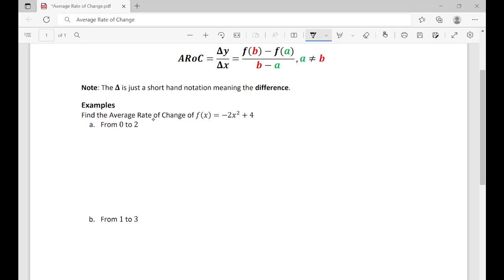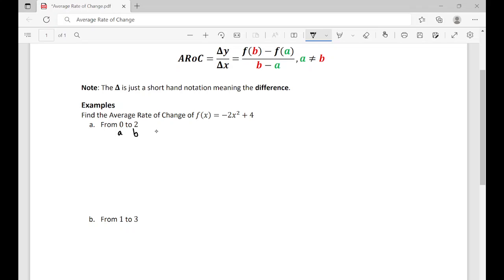So we're going to find the average rate of change of the function f of x equals negative 2x squared plus 4x from 0 to 2. So we can say that 0 is a and 2 is b. So we're going to find what each one of those are first for the function.